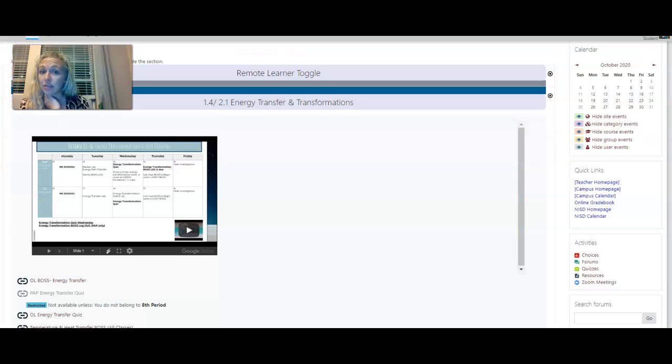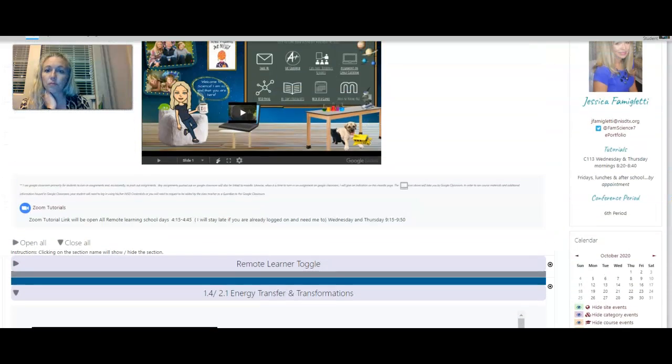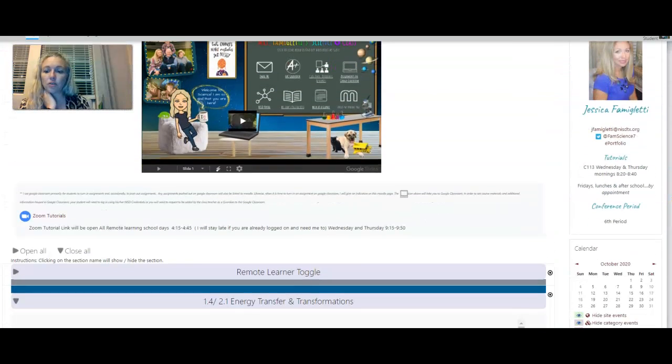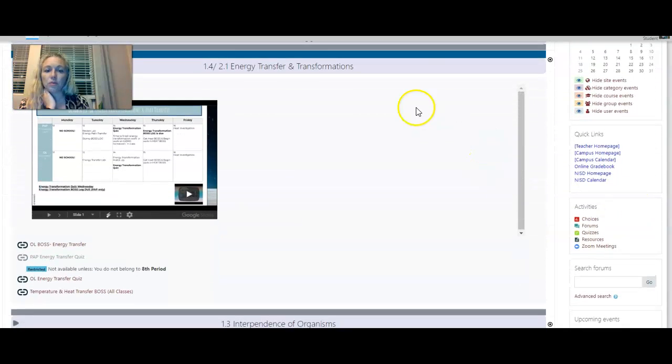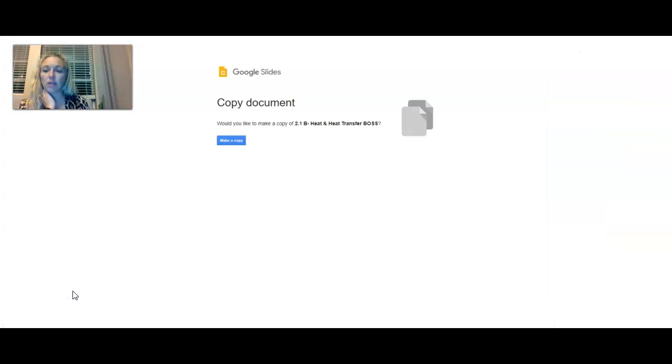How are you going to get to these? As usual, on my Moodle page. So here's my Moodle page. You guys are going to go to the toggle that we should all be working out of right now. You're going to find this newest link, which is the temperature and heat transfer boss. You're going to click that. You are going to make a copy.